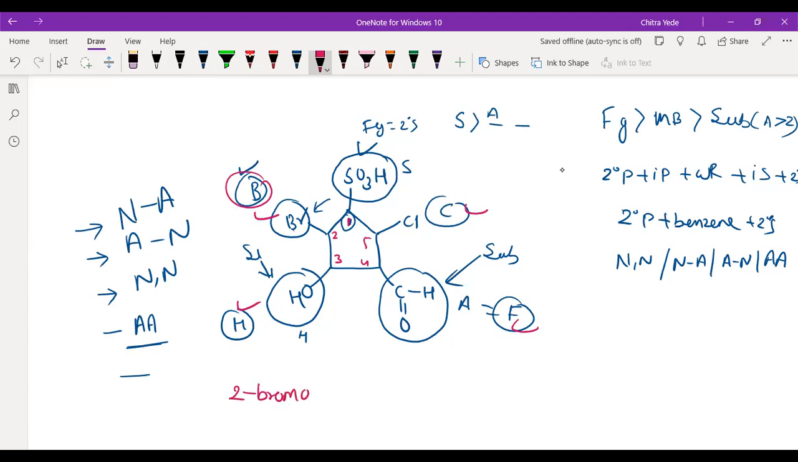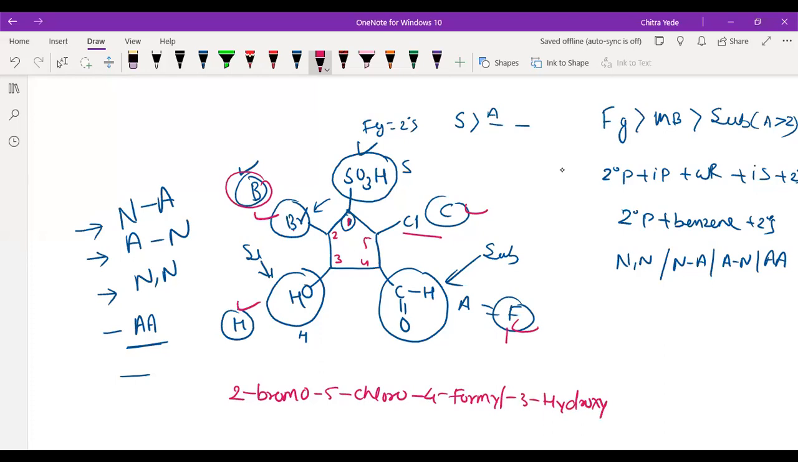Very easy. Then after that we have chlorine. Its position is 5, so it is 5-chloro. Then will H come first or F? A, B, C, D, E, F. F will come first, then H. So F is formyl. Its position is 4, so it is 4-formyl. Then we have 3-hydroxy.